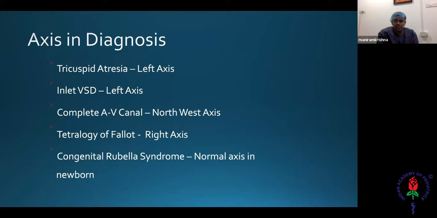Congenital rubella syndrome may have a normal axis in the newborn period. Nobody really knows why that is the case. We know that congenital rubella syndrome may have VSDs and patent ductus arteriosus, but the axis can sometimes be normal even in the newborn period, although the reasons are not very well understood.